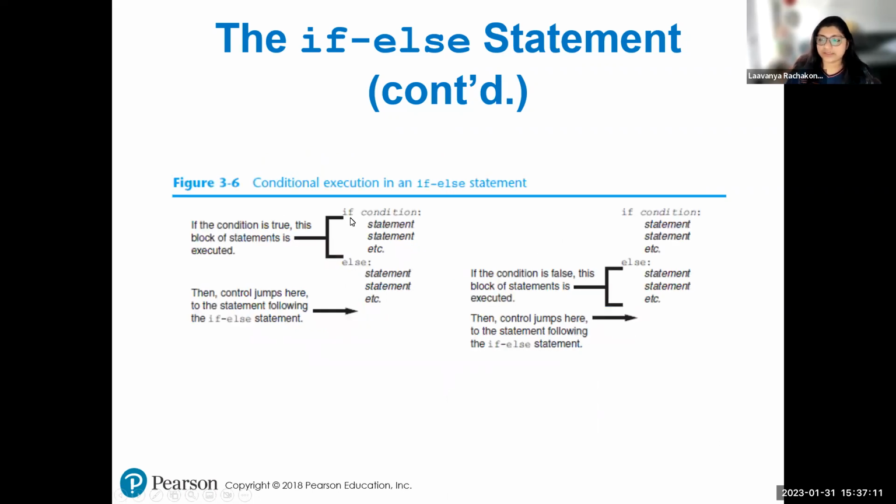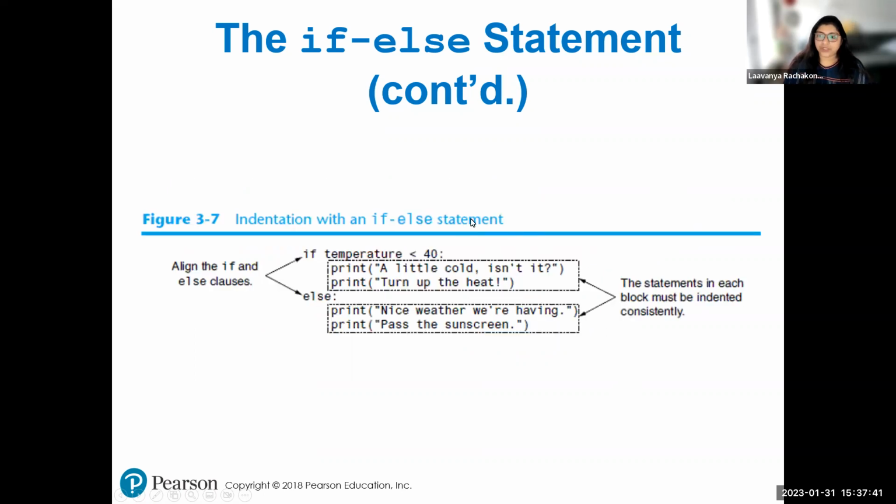So this is the flow again. If this condition is true, then the statements underneath this block are executed, else the statements underneath the else block are executed. The control will jump here. If this condition is false, then all the statements inside the if block will be skipped and the interpreter will move to the else block and all the statements underneath the else block will be executed and the control will jump here. So after the statements are executed, it will follow the rest of the program if there is any. So with indentation in an if-else statement, we have to make sure that if and else are aligned, and also the statements underneath each block must be indented consistently as well.